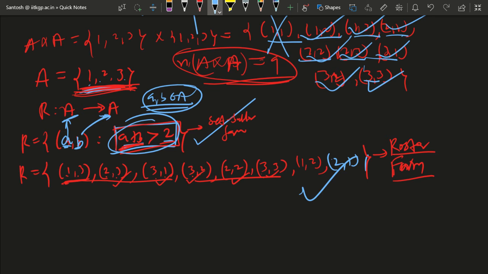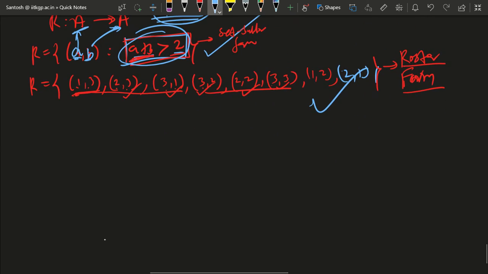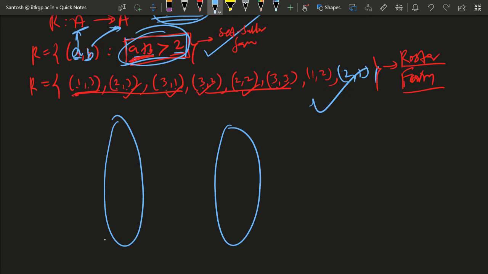Now there is one more way of writing the relation, that is called arrow diagram. We are writing a relation on set A, so A has 1, 2, 3, and A has 1, 2, 3. Now you will see into this relation.